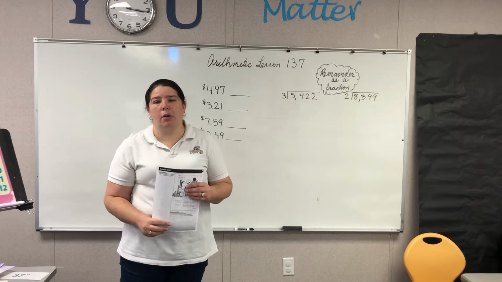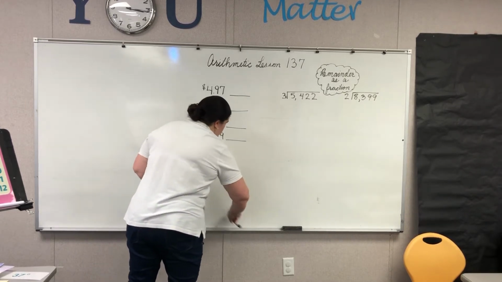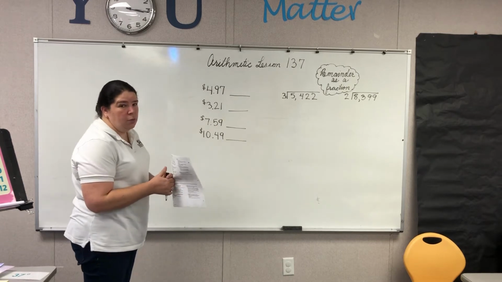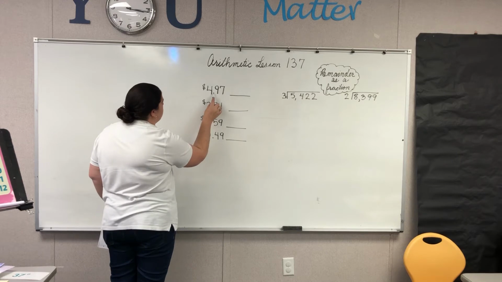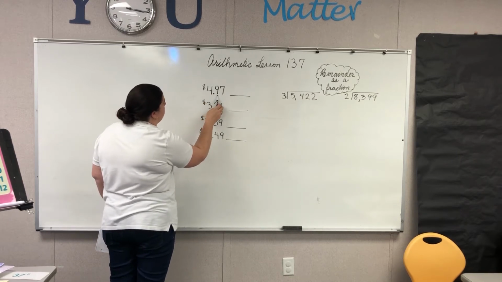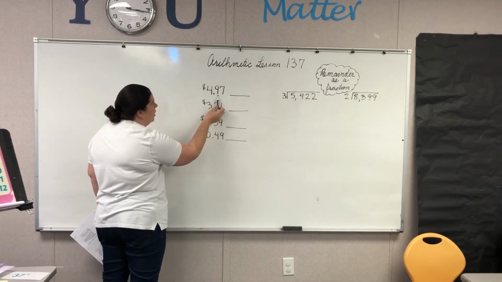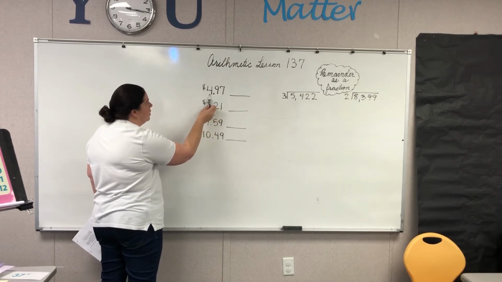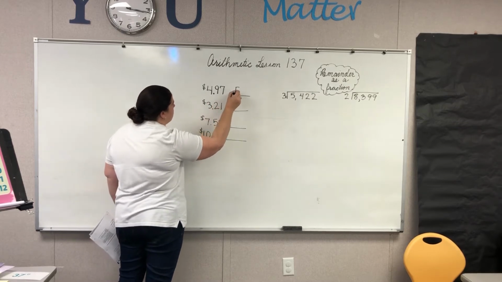Let's start with our review. The first thing I want you to think about is how to round. We're going to round to the nearest dollar amount. Remember, we said that the dollar amount is on the left side of the decimal, and we are going to use the first tenths column as our indicator. The 9 tells us to bring this up to a 5, so this now will be $5.